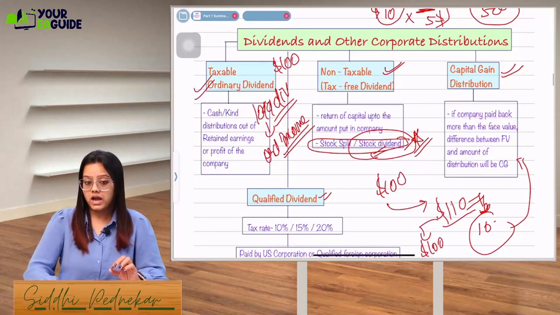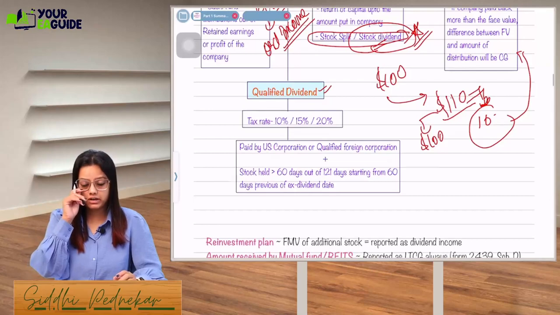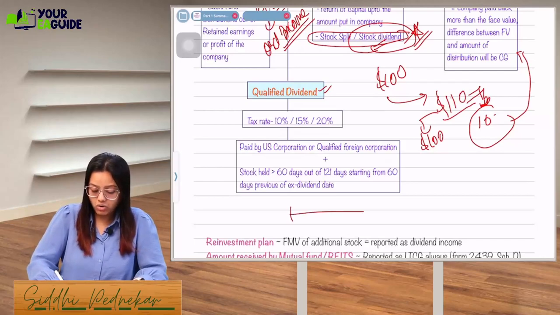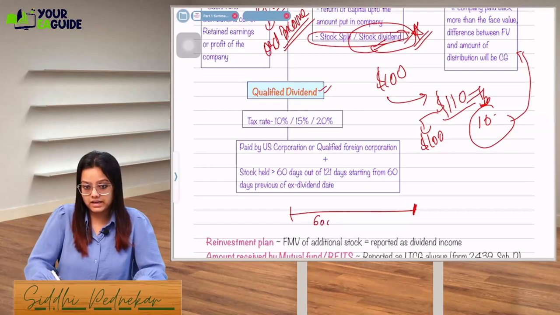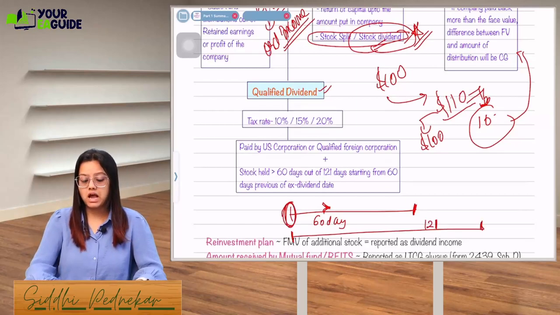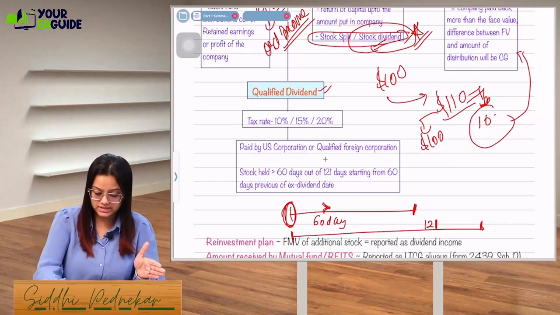Third, the last point is qualified dividend. What do you mean by qualified dividend? It is a dividend paid by a US corporation or a qualified foreign corporation, and you must be holding the stock for more than 60 days out of the 121 days, starting from 60 days previous to the ex-dividend date.